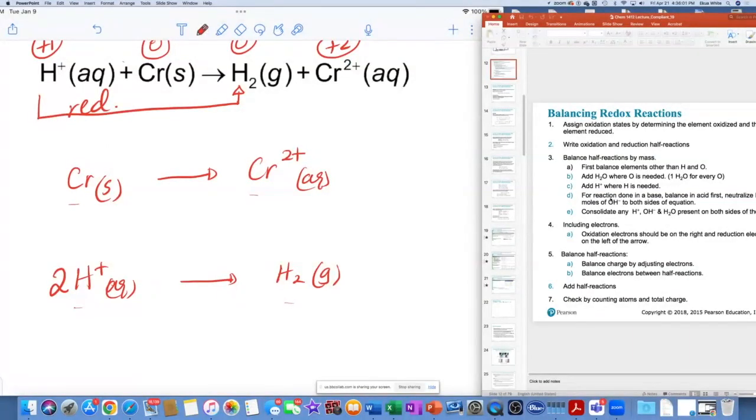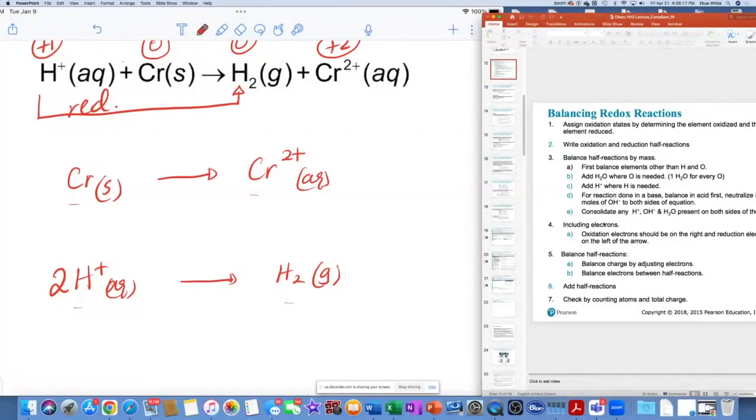So next one, for reactions done in base. No, we're doing this in acid, so I can skip D. D is for reactions done in base. And then finally E, we consolidate. There's no consolidation needed here because we didn't really add H or OH and water, right?